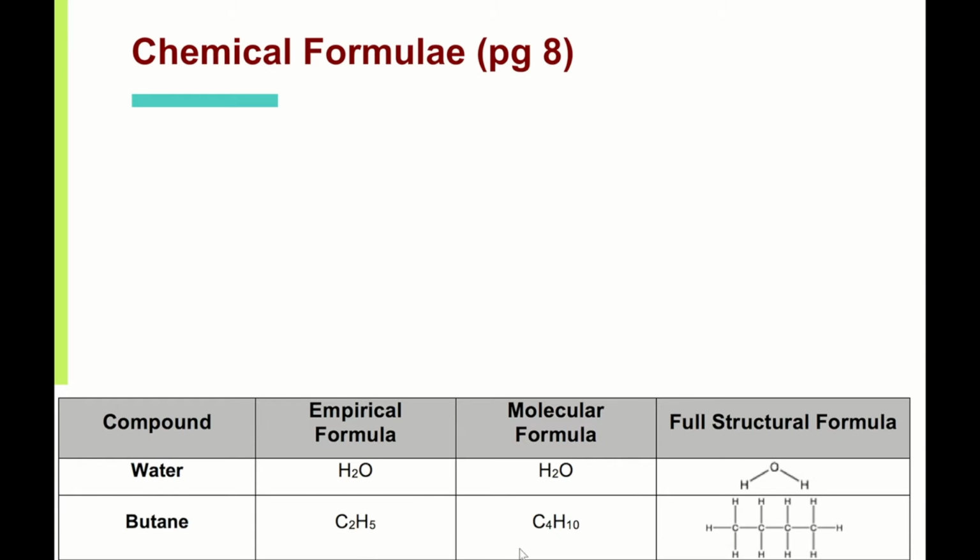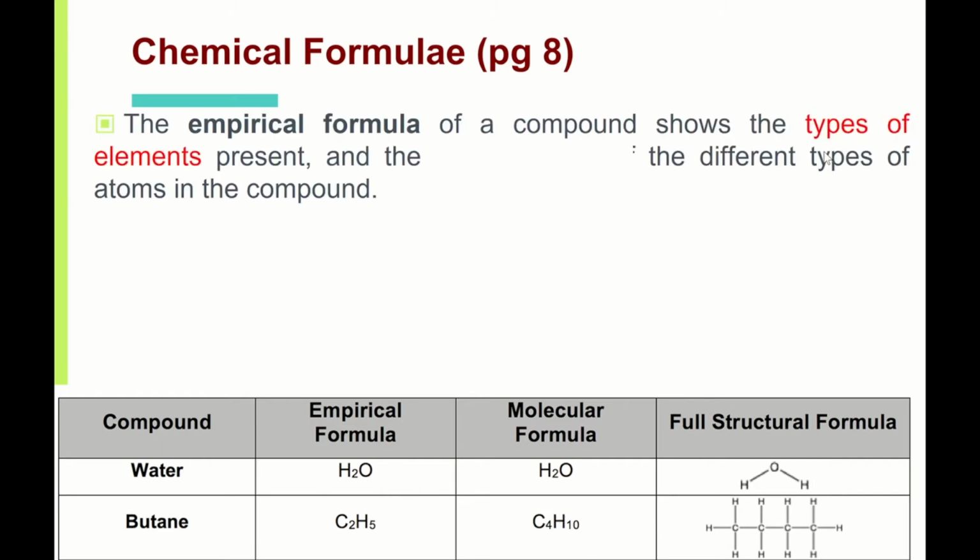Empirical formula, what do you notice? For example, butane's actual formula is C4H10, but empirical is C2H5. Hydrogen peroxide's actual formula is H2O2, but now it's HO. So what do you notice? HO is the simpler ratio, right? C2H5 is the simplest ratio for C4H10. So empirical formula shows the types of elements present, and they are in the simplest ratio.